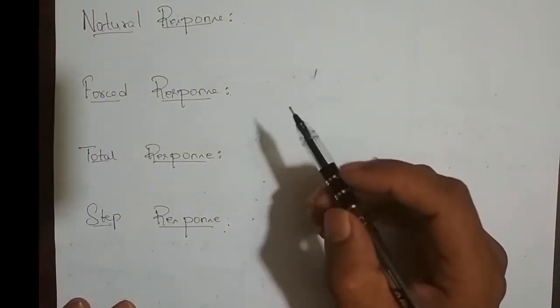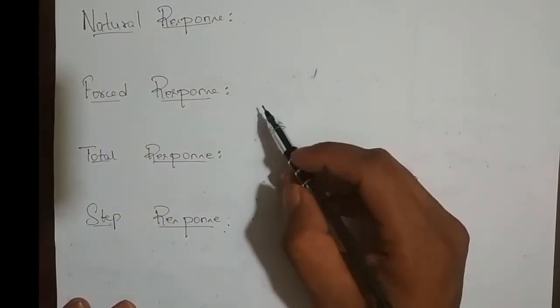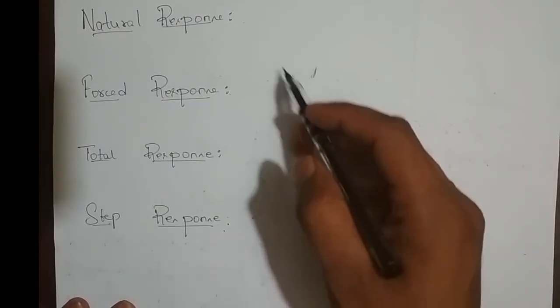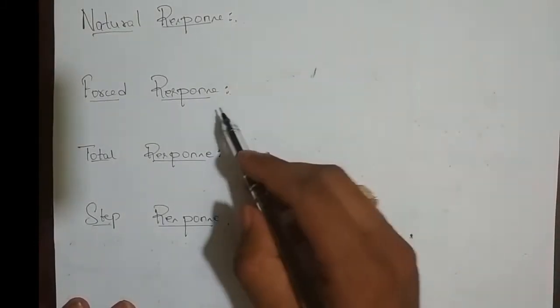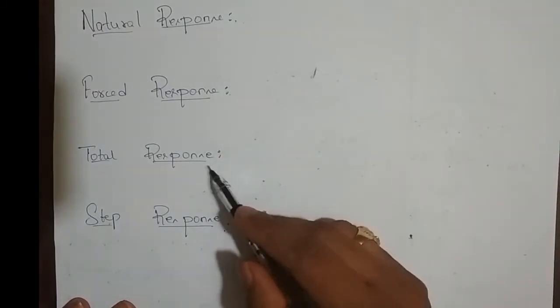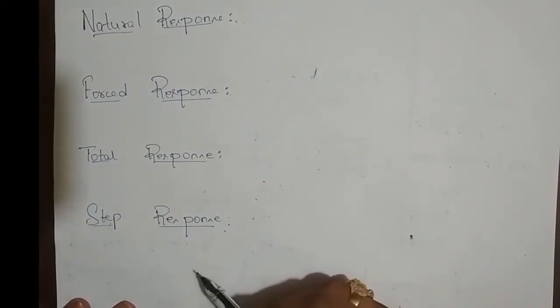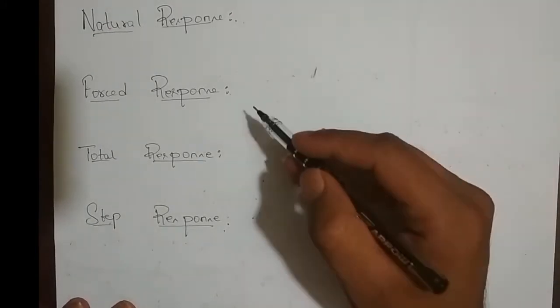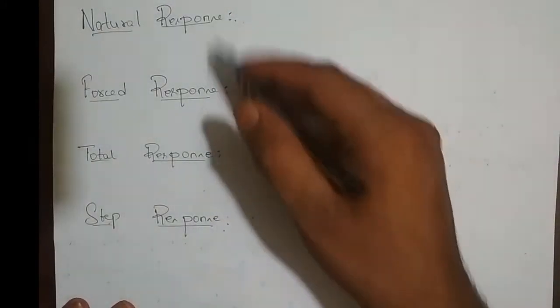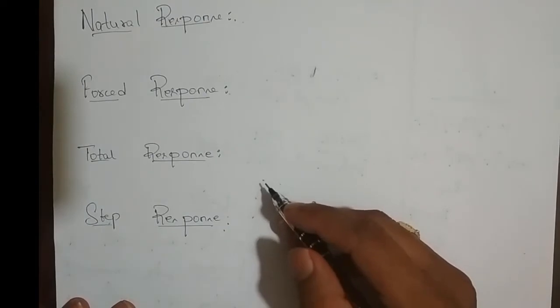Hey guys, given an LTI system in terms of a difference equation, we can find its natural response, its forced response, its total response, and also its step response. Before we take up solving these responses, let me just tell you what they are.